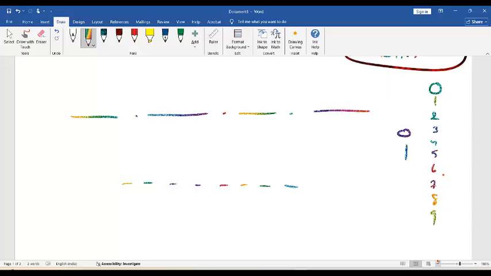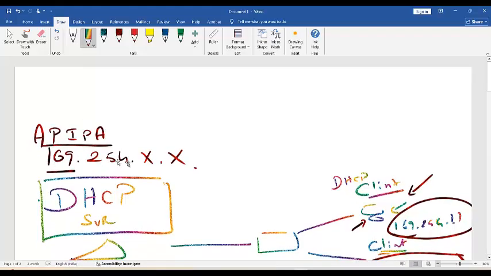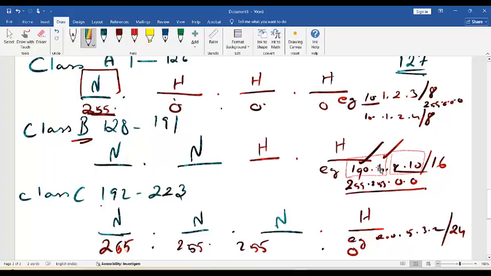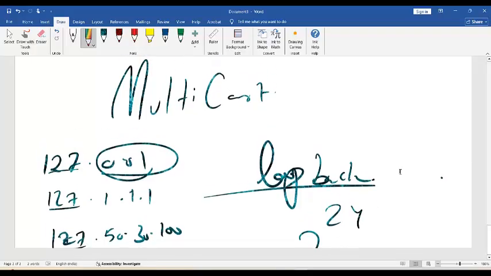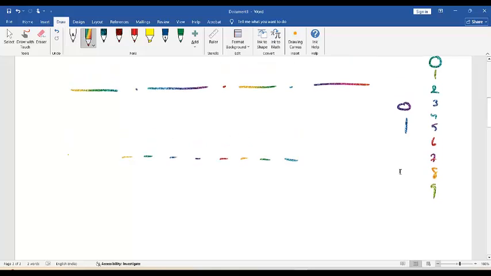It's not binary. This is the reason why we write IP addresses in decimal form. You see 169.254, 192.4. This is the number system that we use in day-to-day life. We don't write IP addresses in binary. But originally, the IP address is in binary. What does that mean?